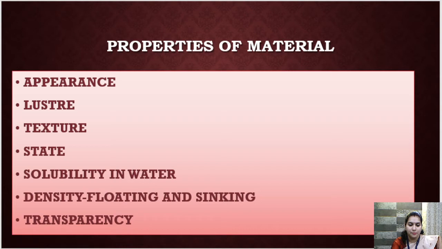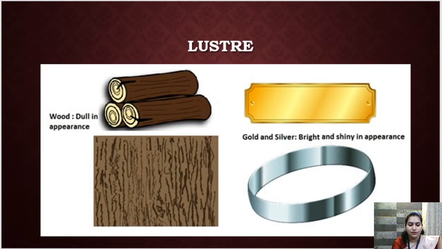Now coming on to the next, that is luster. What is luster, children? Let's see. Luster basically means shine. Okay? Some materials have shine, some materials do not have shine. Take for example a spoon. If you see a spoon in the kitchen, it has a shine, but if you look at your pencil, it does not have shine. Alright, here wood does not have any shine, but gold and silver have shine.